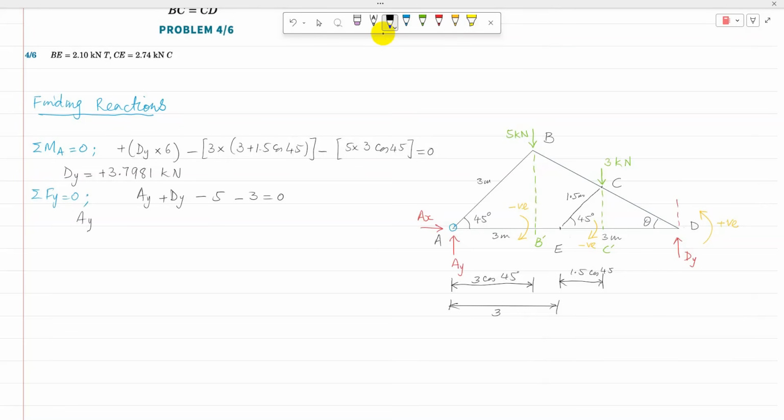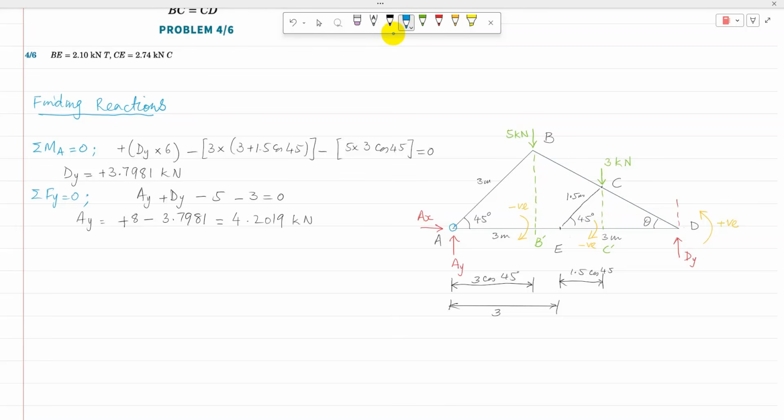So Ay is minus 8 and then minus 3.7981. So minus 3 minus 5, it will go minus 8. When it goes to the other side, it's plus 8 and then minus Dy, which is already calculated. So then Ay comes as 4.2019 kilonewton. So both of the values are positive. So it means that the direction which is assumed is appropriate, that is correct.